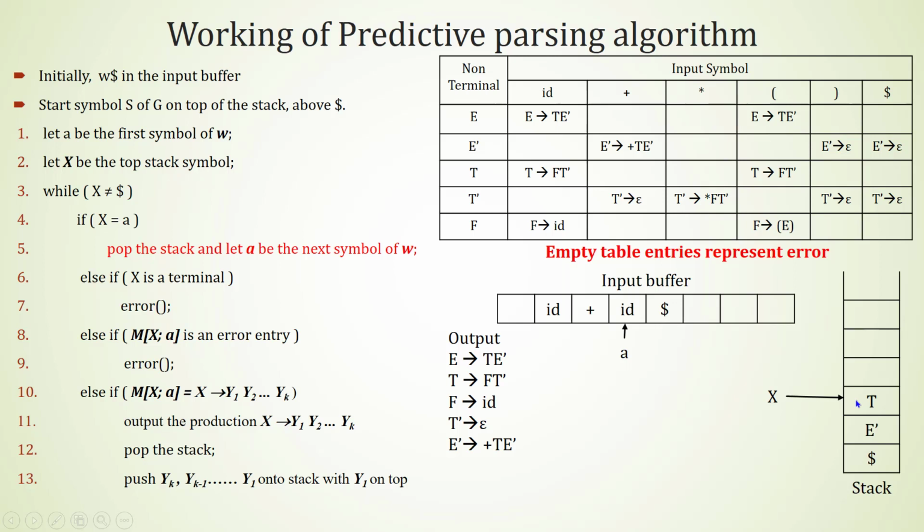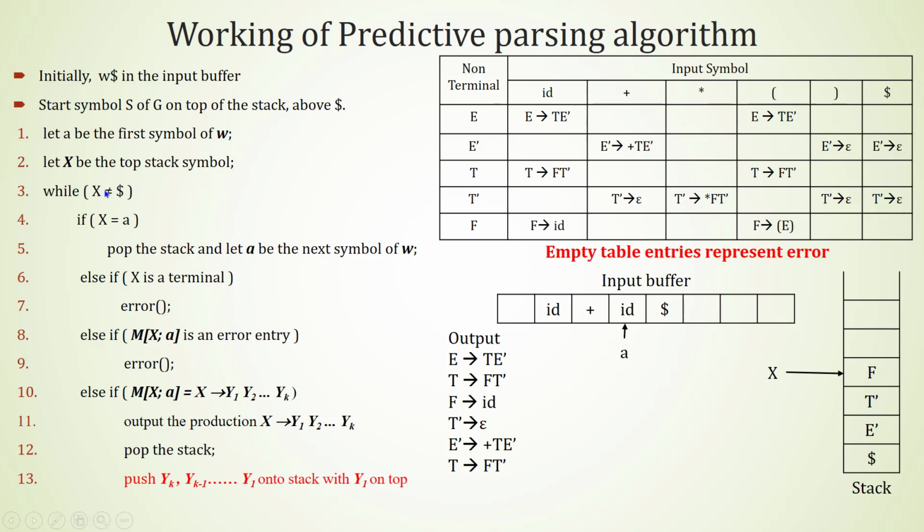So which one will we print as output? T gives ft dash will be printed. So t gives ft dash is printed. Pop the stack, t will be removed from the stack. Then push the production in reverse order. T dash and f are pushed to the stack. Again we will test the while condition.